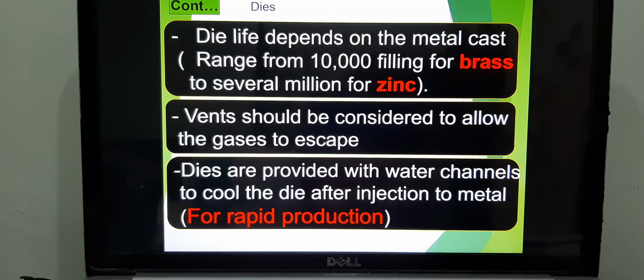Similarly to sand casting, in die casting vents also should be considered to allow the gases to escape. And dies are provided with water channels to cool the die after injection of metal. So instead of waiting for the die to cool for the next part, the entire system would be immersed in a water chamber, or water channel, to cool the process and to prevent the machine from being damaged.